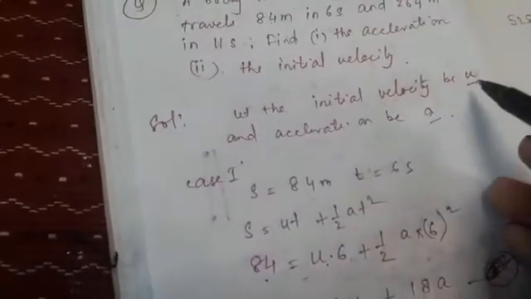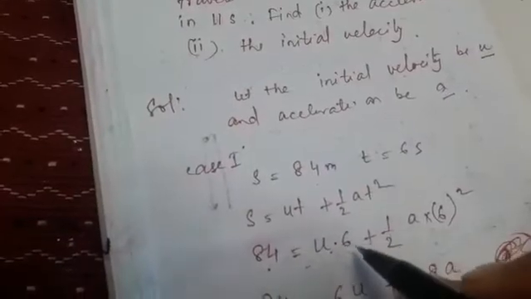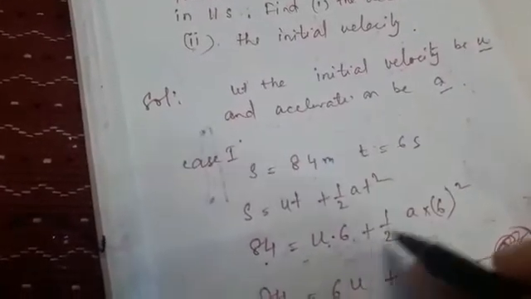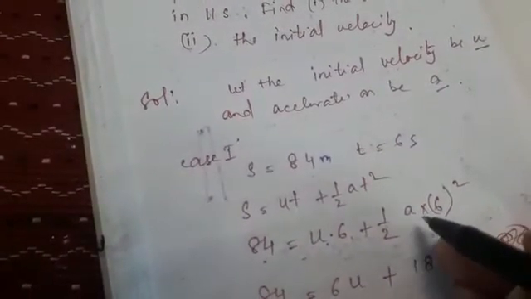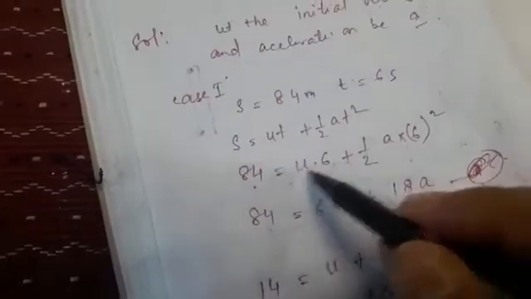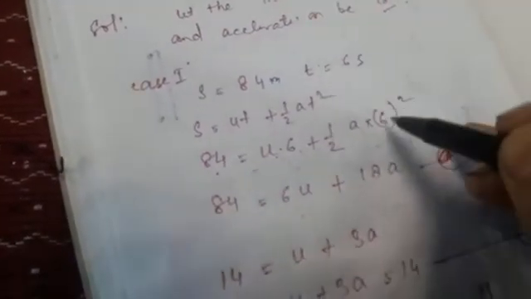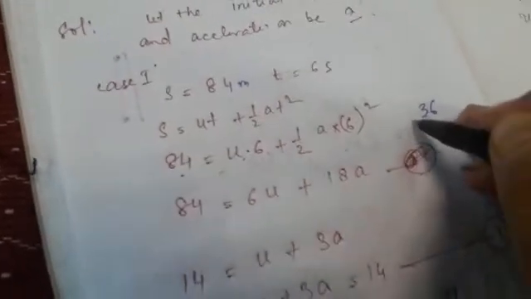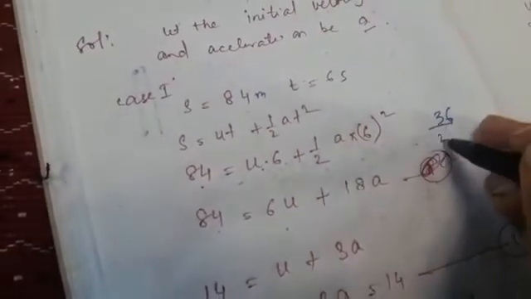Now we know s equal to ut plus half at square. So s, the distance covered, is 84, equal to u into t, where t is 6 seconds, plus half into a into t square, where t is 6, so 6 square. So you will get 84 equal to 6u plus, now see students, 6 square is 36, right? The 2 will cancel with 36, which will give you 18.